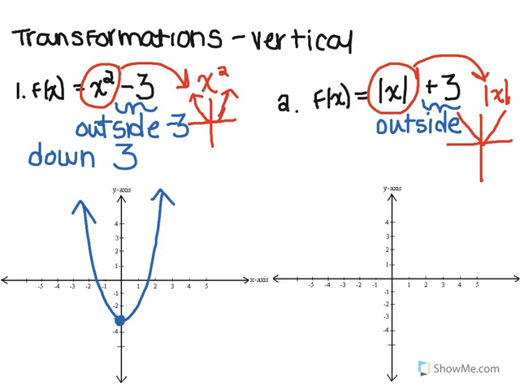So if we move over to number 2, f of x is equal to absolute value of x plus 3. So on the outside, there's that plus 3. So we're going to actually move the whole graph up 3 units. So normally the absolute value of x graph goes through the point 0, 0. And instead of putting a point there, I'm just going to take that point and move it up 3 units. So it'll be right here at 0, 3. And then the shape is going to be the exact same as the typical absolute value of x graph.